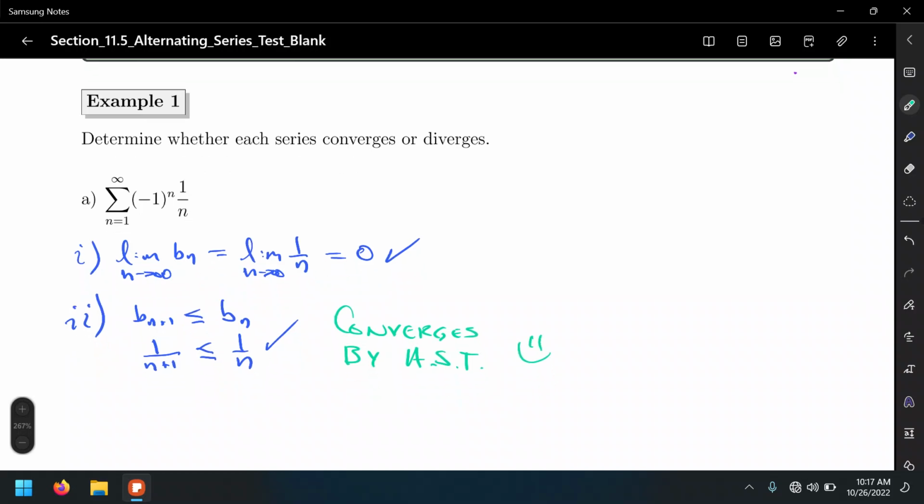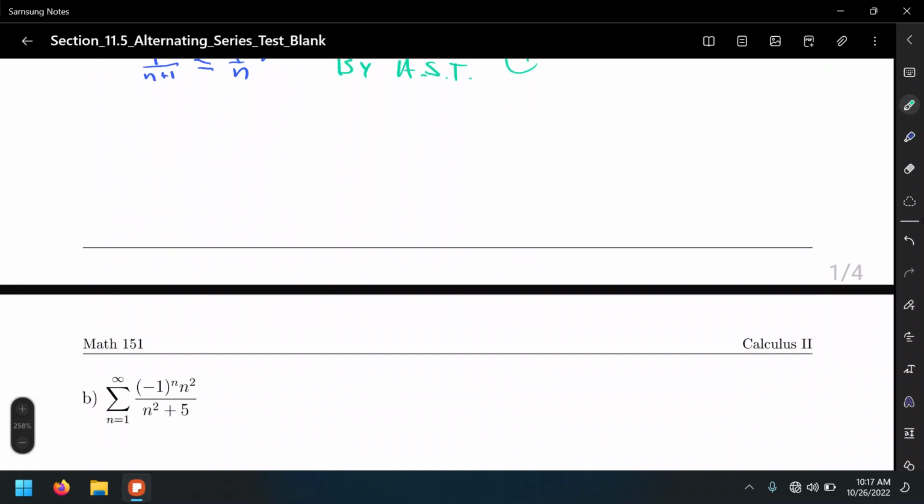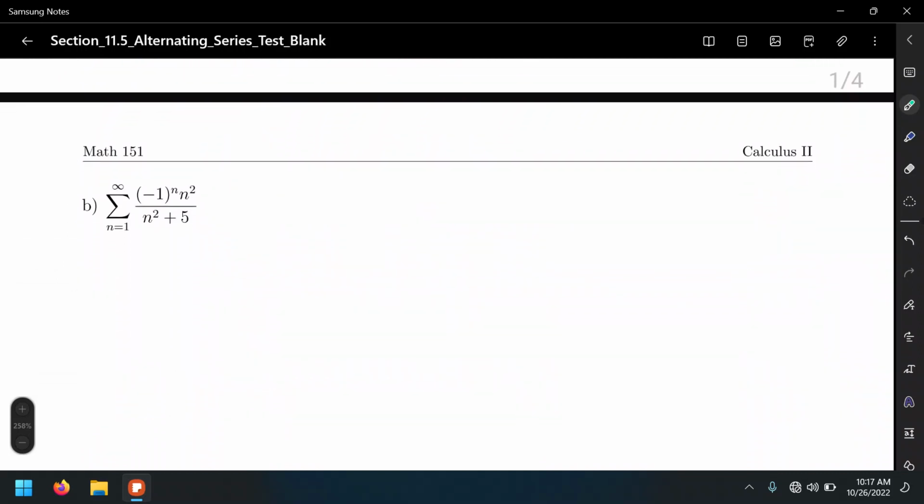Let's look at another example. For the next example, the sum from n equals 1 to infinity of negative 1 to the n, times n squared over n squared plus 5. So let's check the two conditions.